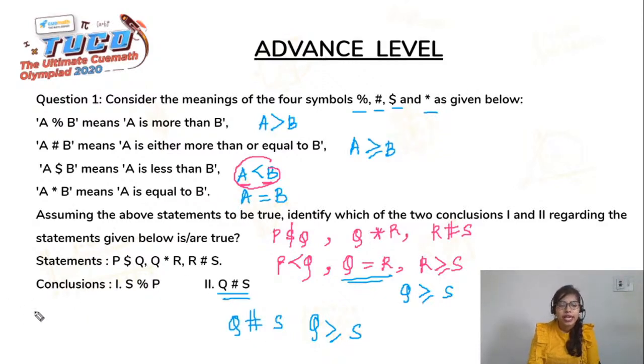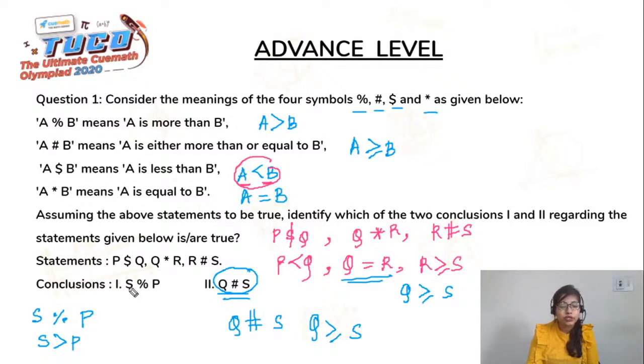Coming to the first one, S percentage P. When it says S percentage P, what can we say? We can say that it's following the first statement wherein the first number is greater than the second one. So S is greater than P. Correct? So which conclusion will follow? The second one was pretty simple, Q hash S, and it was also coming out to be true.